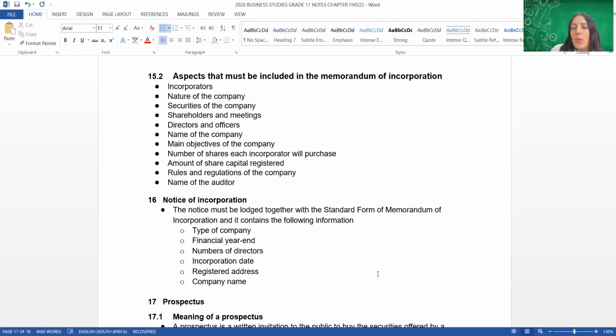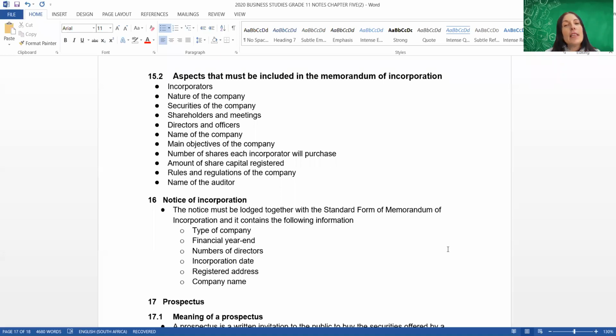Just as a side note, when I went onto the CIPC's website, there are also standard forms, so you don't necessarily have to think out all these things. You can literally fill in the form, so that will help you if you want to start a company one day. So the type of company, is it private or public? When is the financial year end?